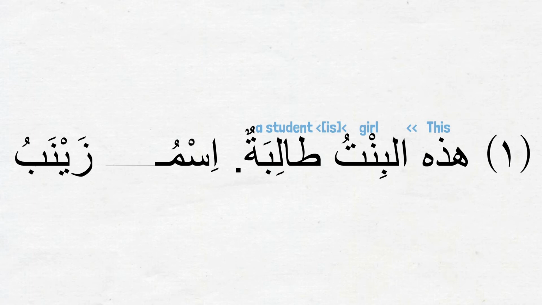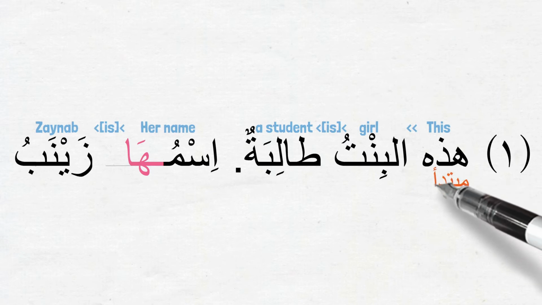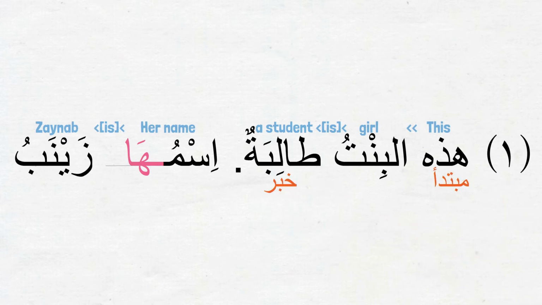We are talking about البنت, right? Which is مؤنث. So we should use the مؤنث ضمير ها. The next sentence will be اسمها زينب. Her name is Zainab. Both of these are ismiya sentences. In the first one, هذه is the مبتدا and طالبة is the khabar.